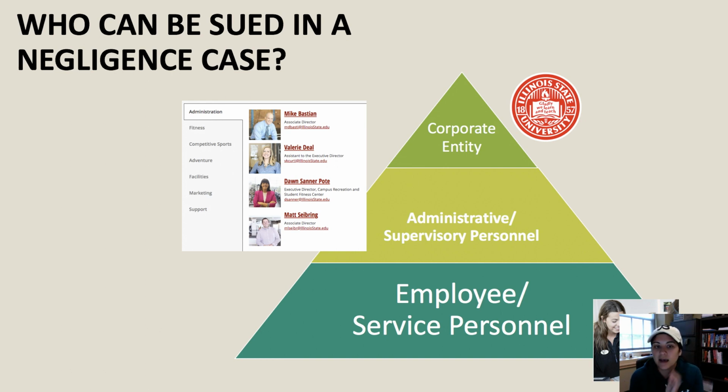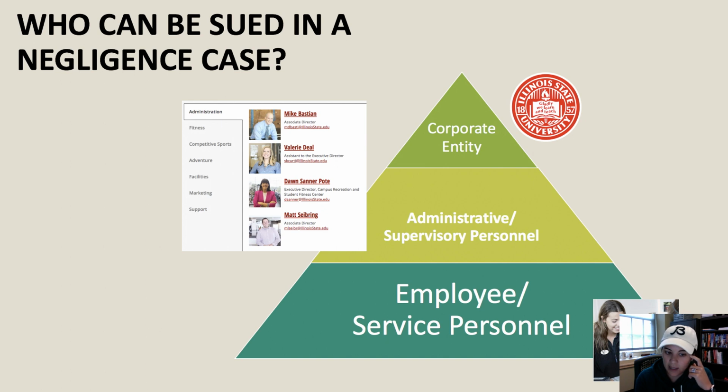Finally, you can see the top of our pyramid here, we have the corporate entity. So in this case, we're talking about basically the company itself, the ownership group of the company. In our situation here with ISU Campus Rec, we're talking about the university itself, right? So Illinois State University is the corporate entity in this situation. So oftentimes what happens in a negligence case is the plaintiff doesn't just go after the employee service personnel that maybe was responsible for the negligent act. Maybe they also go for that administrative person that was in charge of them. Often what they'll do is they'll go all the way up to the corporate entity, right?